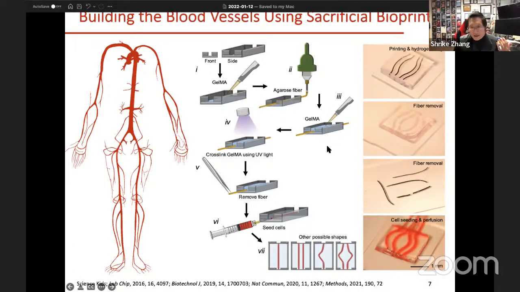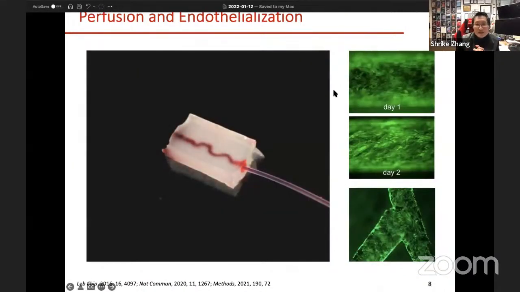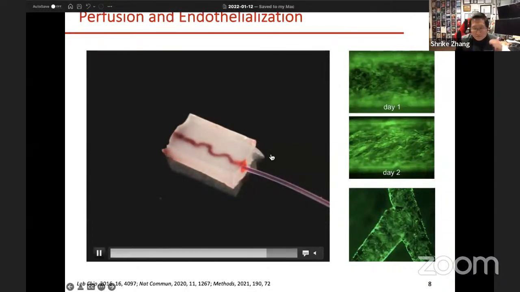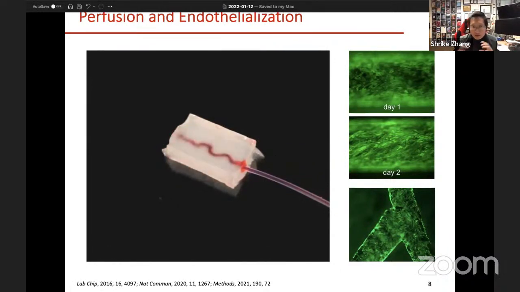And with that, depending on how you print the initial templates, you can start to really pattern these hydrogel channels in different geometries, straight or curvy channels. But as mentioned, these channels are structurally relevant, right? Because it's a hollow channel, you can really perfuse the channel as one would do in the in vivo situation where the blood vessels are perfusible.